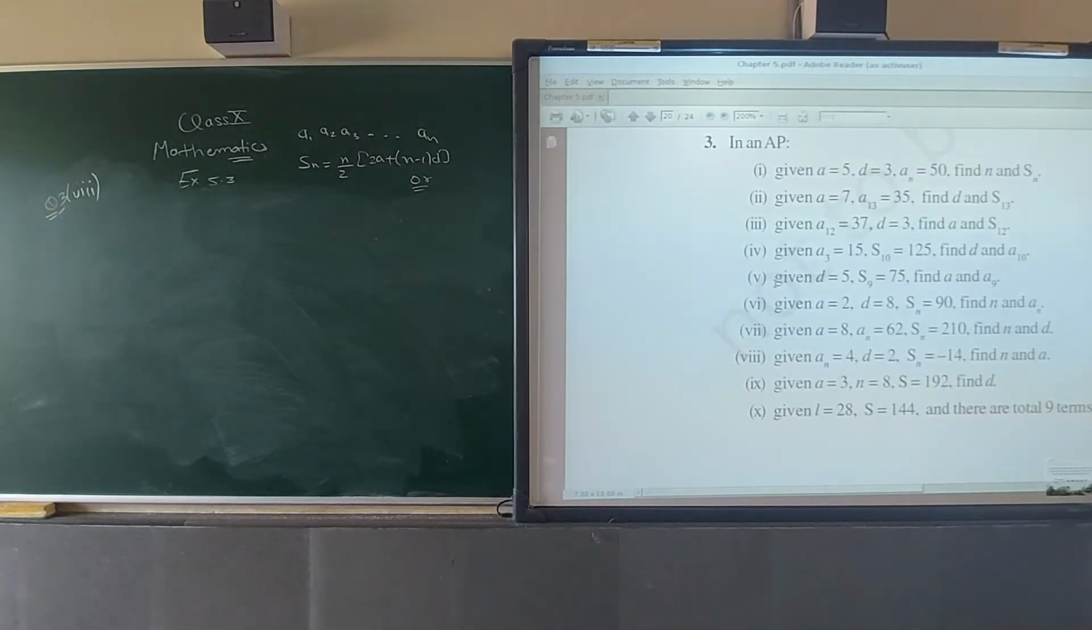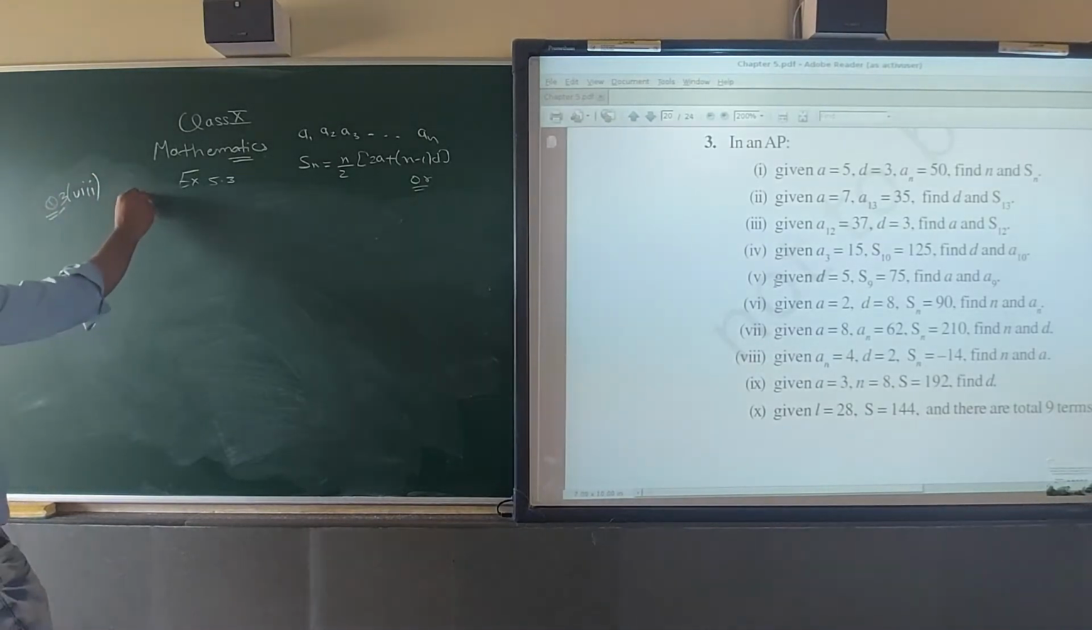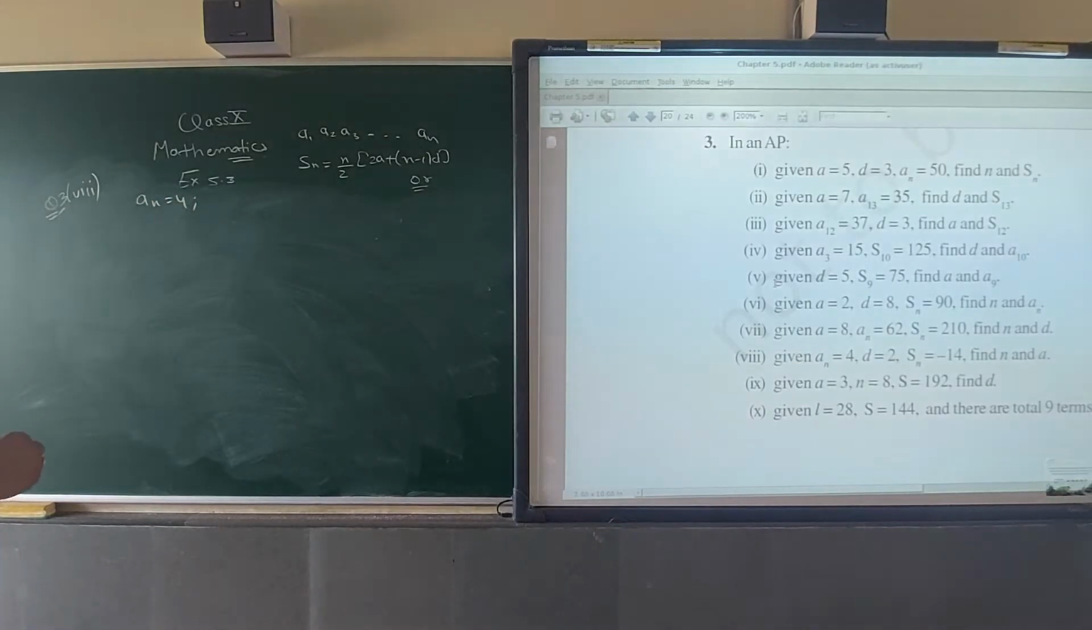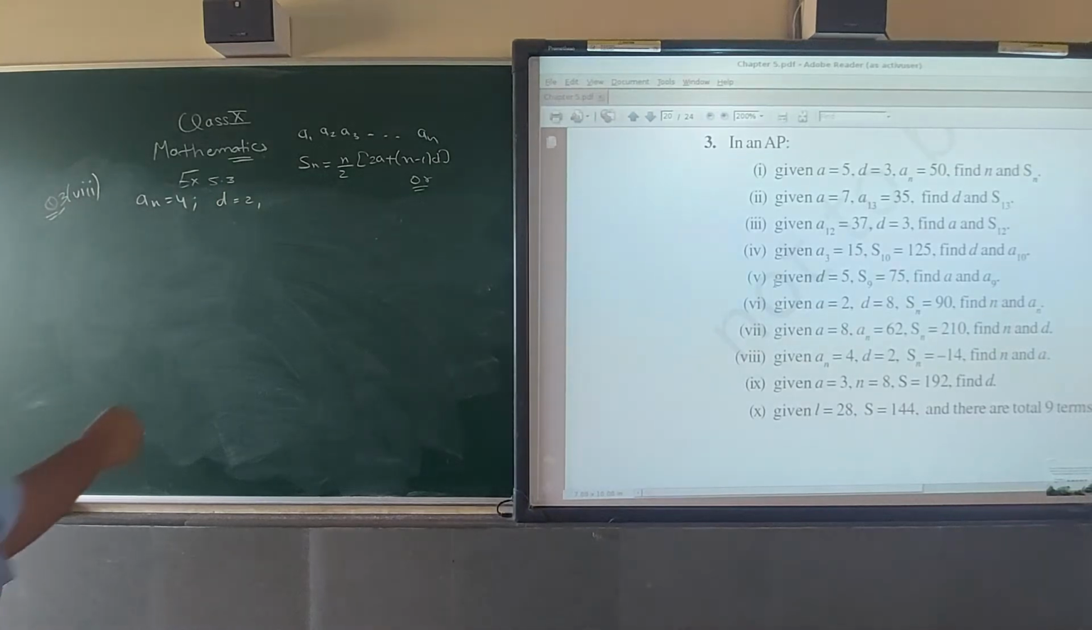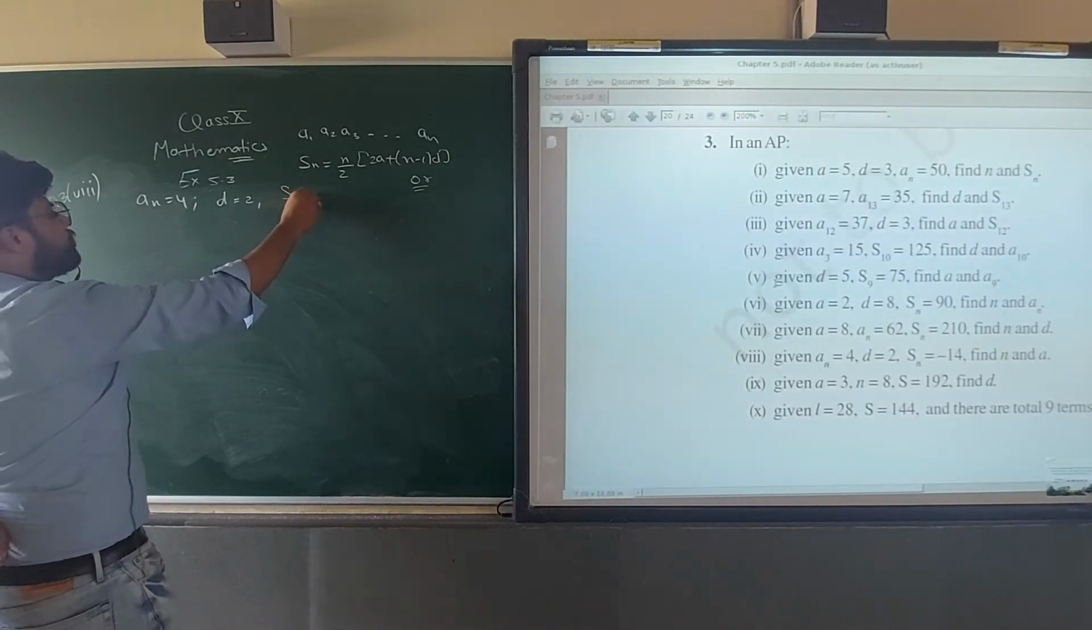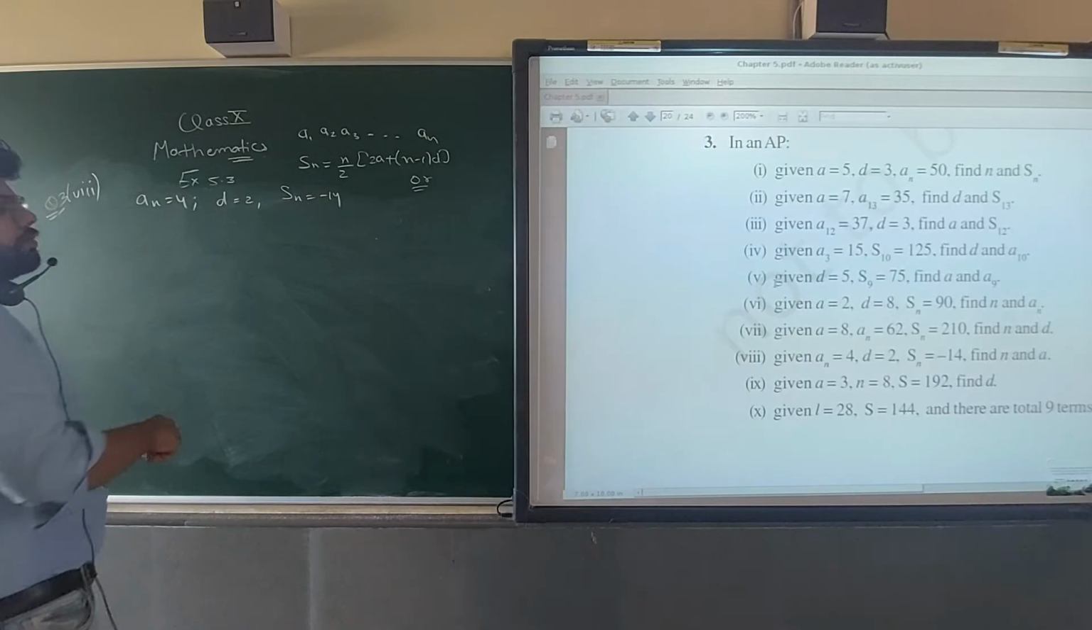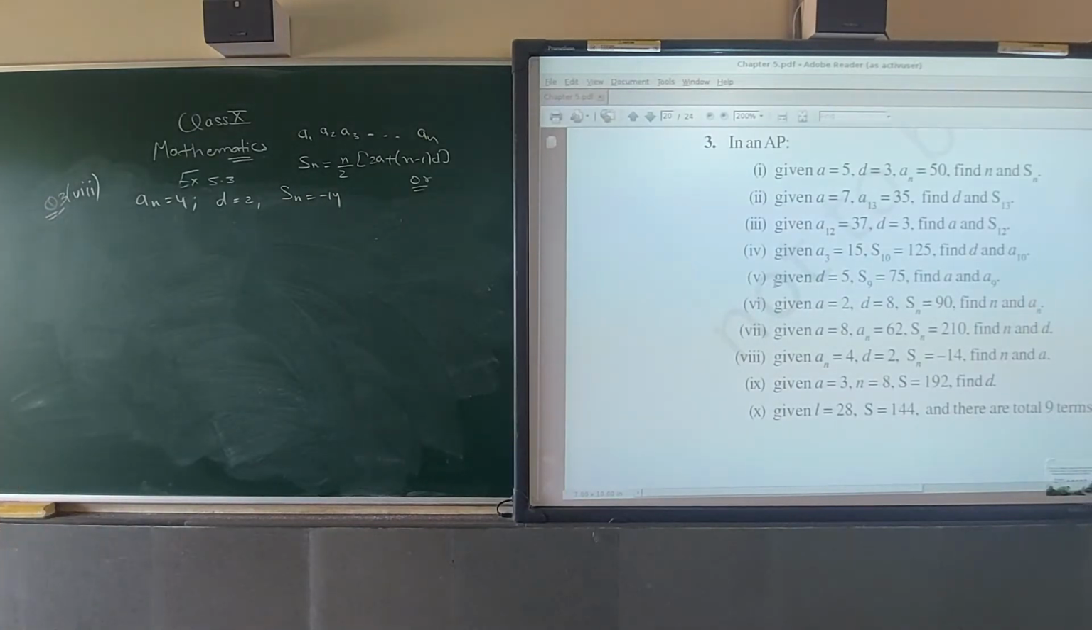Eighth part, an is given 4, d is given 2, Sn is given minus 14. Find n and a.